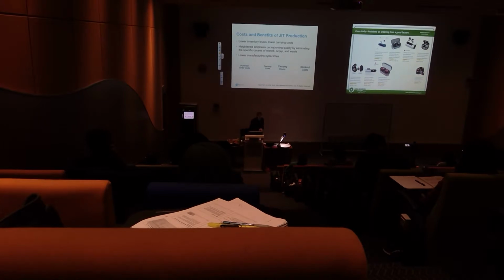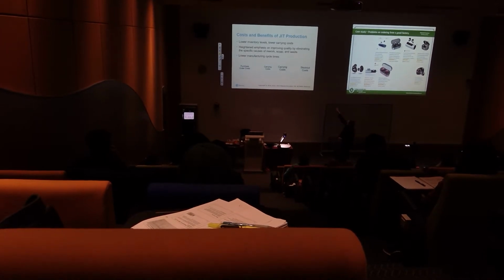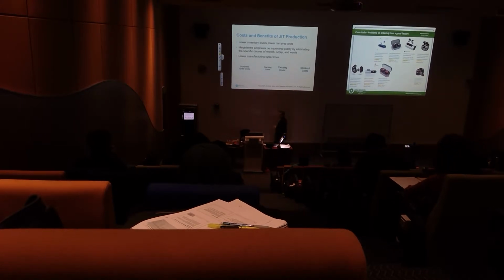So let's just finish up and summarise again. I put those pictures up again. Okay, the costs and benefits of just-in-time production. Lower inventory levels, lower carrying costs. A heightened emphasis on improving quality by eliminating rework, scrap, waste, and lower manufacturing cycle times.